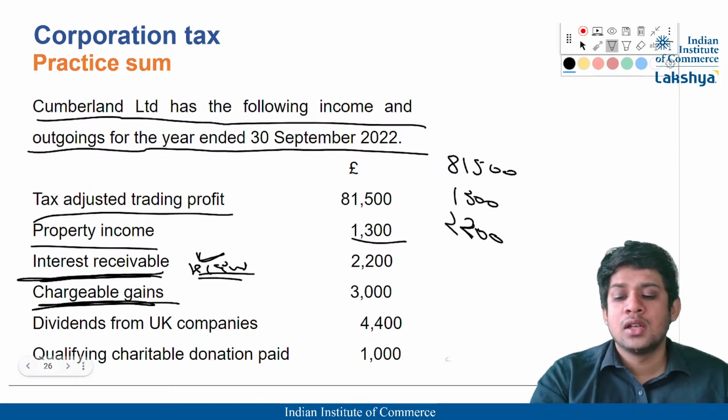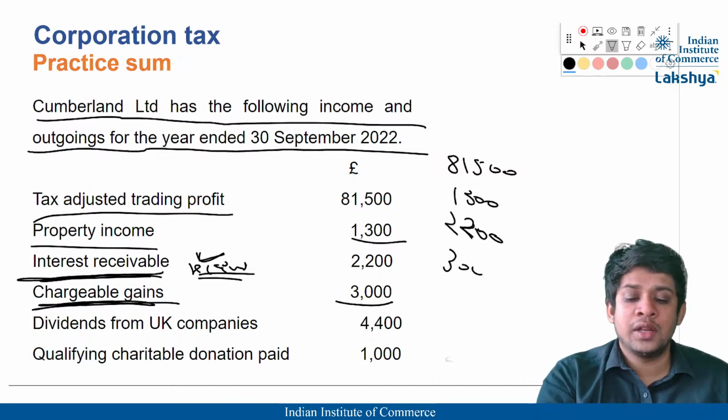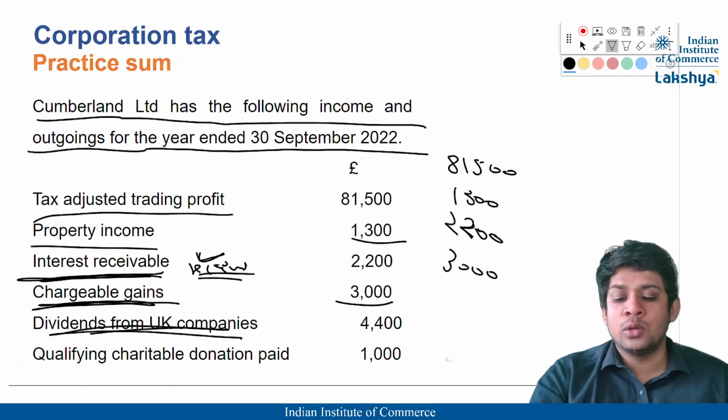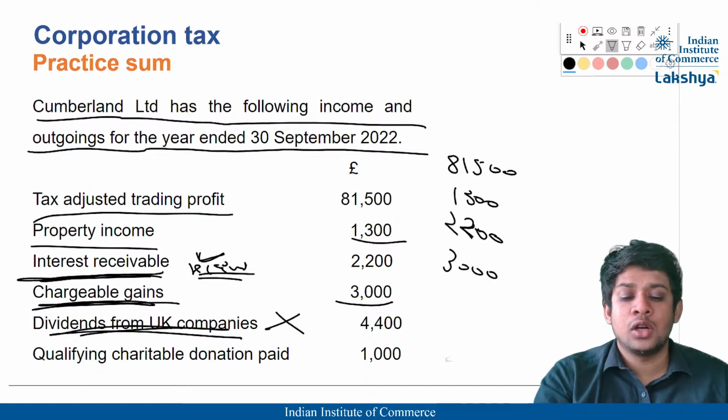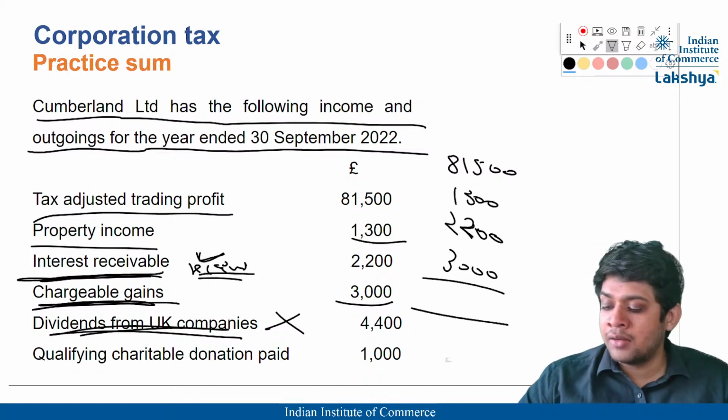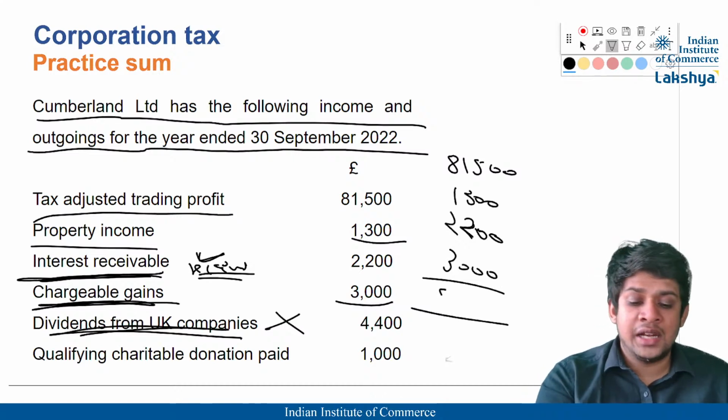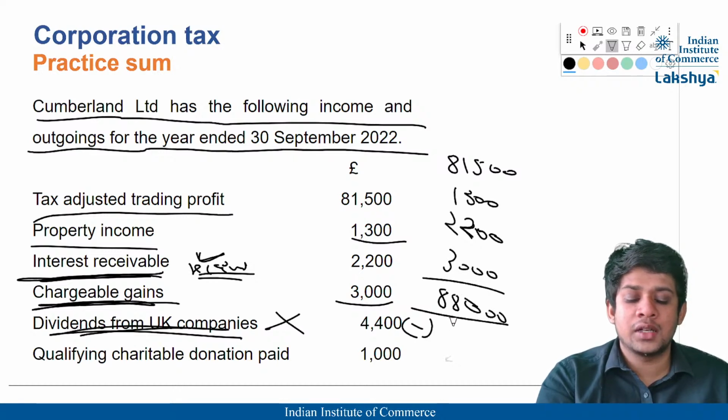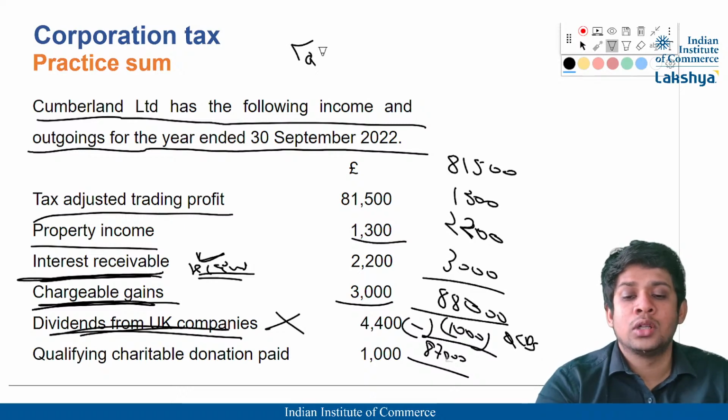Okay. Chargeable gains is 3000. So chargeable gains will be added. And dividends from UK companies, this is exempt income, so this will not be added in the total income of the company. So the total income of the company is 81,500 plus 1300 plus 2200 plus 3000, that is 88,000. From this, QCDs will be deducted of 1000, and the remainder 87,000 is going to be my taxable total profits.